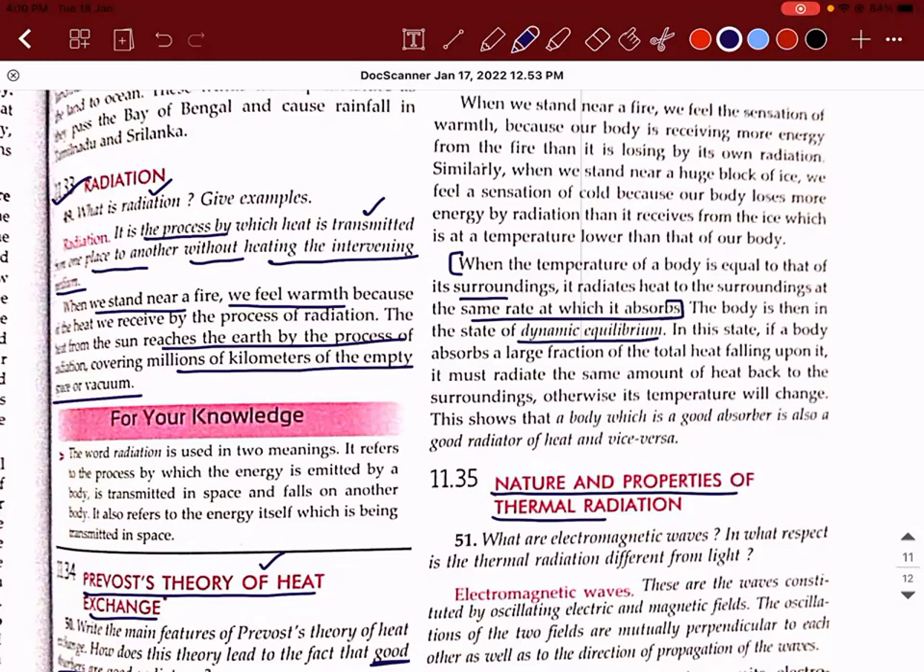Let's read it again. When the temperature of an object is equal to that of its surroundings, it radiates heat to the surroundings at the same rate at which it absorbs. And this kind of a scenario is what we call dynamic equilibrium. So in this state, if an object absorbs a large fraction of the total heat falling upon it, it must radiate the same amount of heat back to the surroundings. Otherwise, its temperature will change. So from this, we can conclude that an object which is a good absorber is also a good radiator of heat, and vice versa. And this is happening only to maintain the dynamic equilibrium.